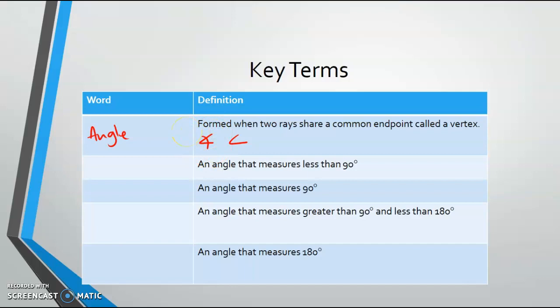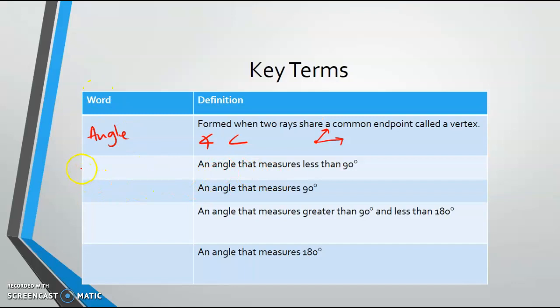Again, that means angle. Formed when two rays share a common endpoint. So there's ray 1, there's ray 2, and there's our common endpoint. And so that creates an angle. That space between our rays, that's what we call an angle.